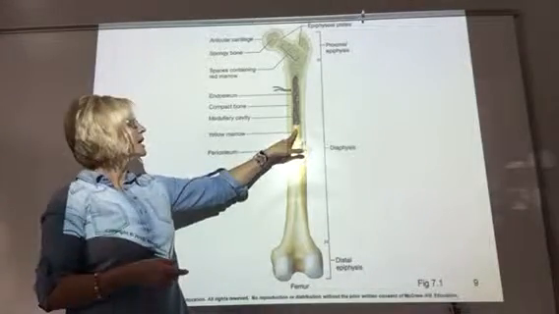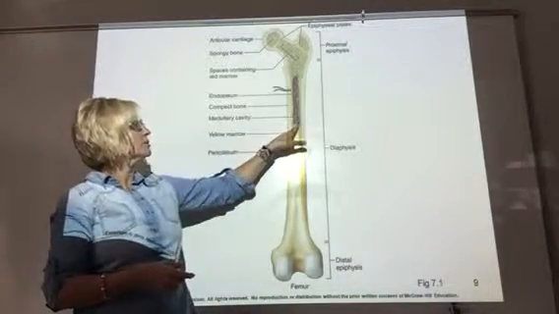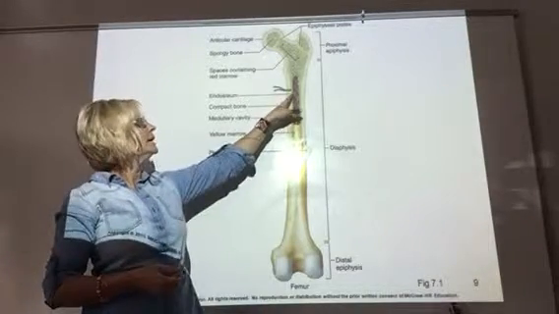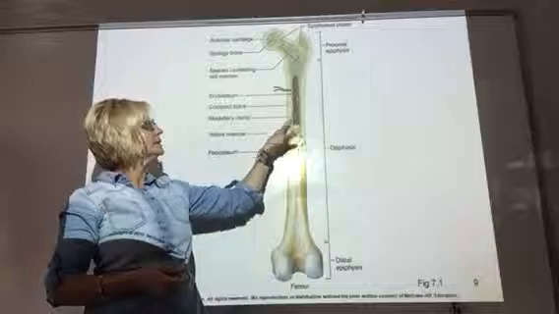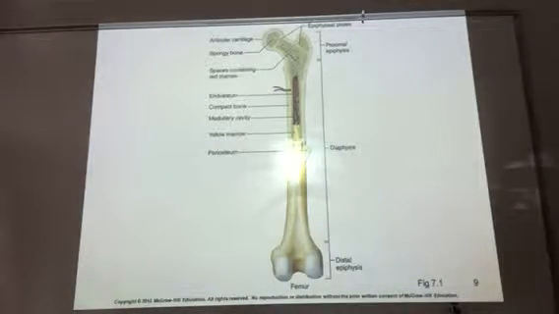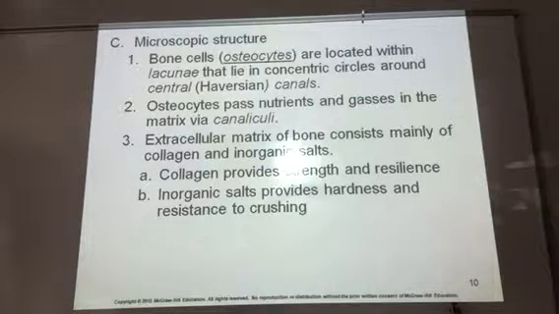It is filled with yellow marrow, and it is filled with blood vessels that are going to support your bone. The endosteum is the lining on the inside. So on that diagram, you need to know every part. And I will stop there for now.